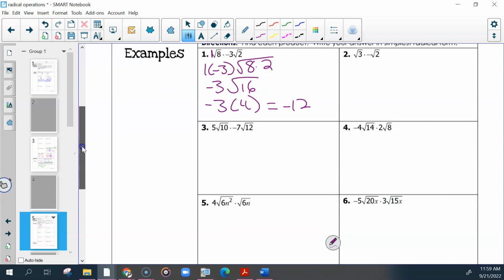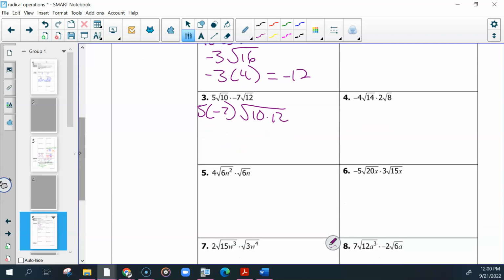For number 3, I'm going to skip around. Again, multiplying your outsides together, multiplying your insides together. So we get negative 35 times the square root of 120. Can the square root of 120 be simplified more?